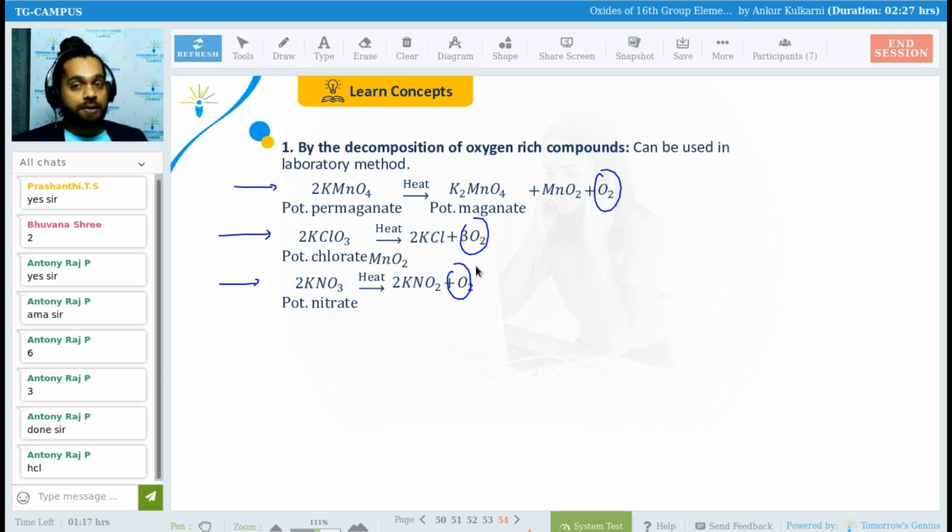Is it clear, everyone? If I have something which is oxygen rich and I heat it, it will release oxygen, isn't it? So if I heat potassium permanganate, oxygen gas is released. Again, potassium perchlorate, oxygen gas is released. Again, potassium nitrate, oxygen gas is released.